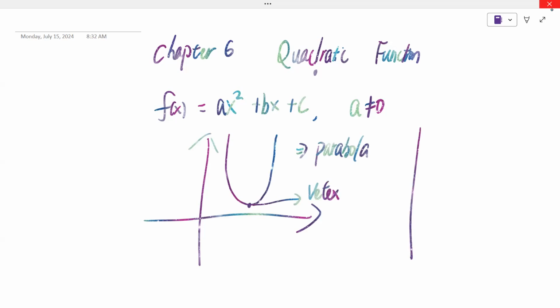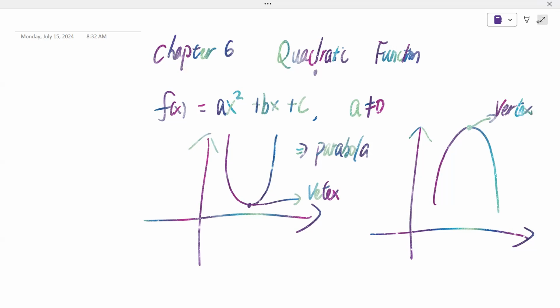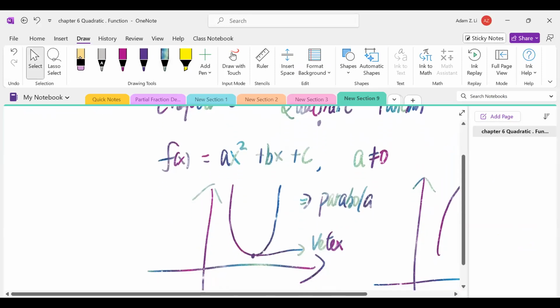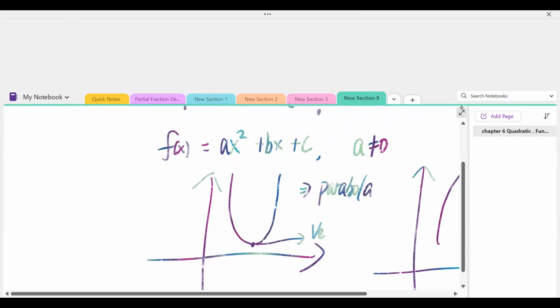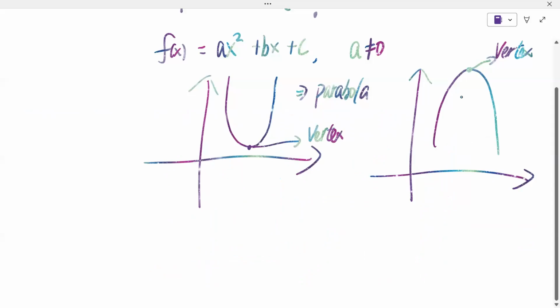And then I'm going to show you another type, right? We have two major types. So the other type is this. It opens downward, and the vertex becomes the absolute maximum. So this is the vertex. It's spelled here, so let me just correct it. Vertex. So this is the absolute minimum, and this one is the absolute maximum.